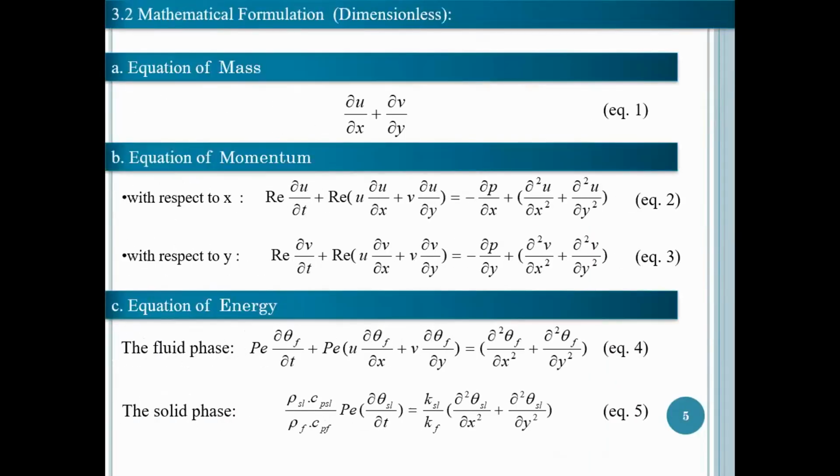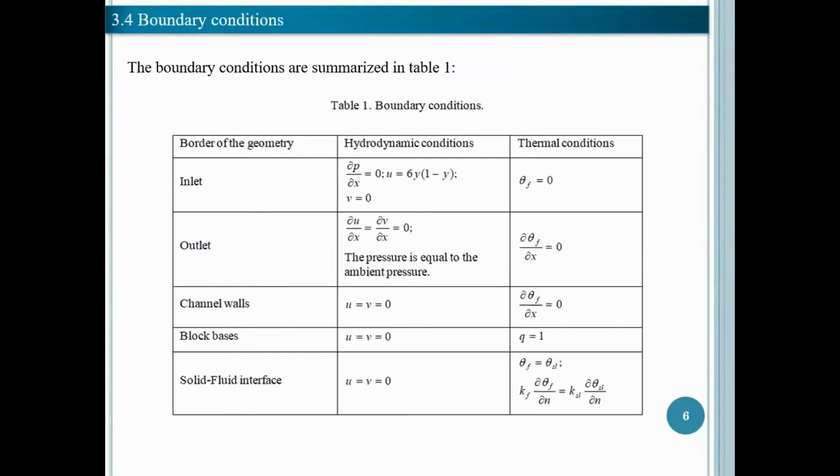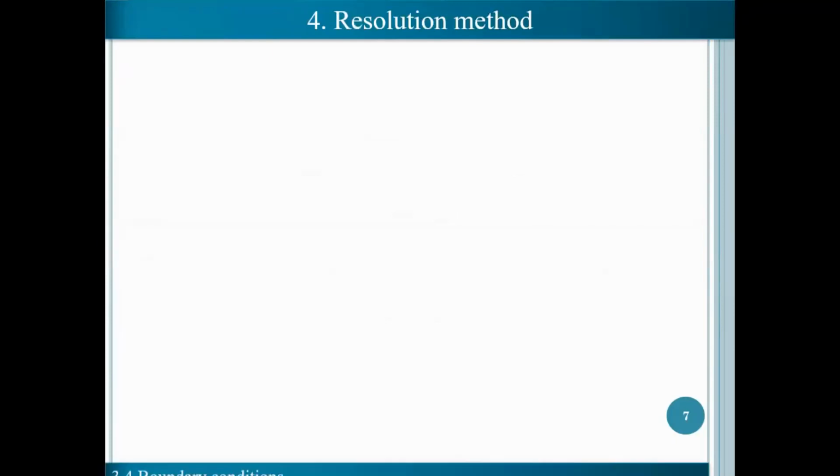As a consequence, the mathematical equations of the physical model in non-dimensional form can be written as follows: the equation of mass, the equations of momentum in both directions x and y, and finally the equations of energy for the fluid and solid phase. The partial differential equations developed previously require boundary conditions to be solved. So these conditions are detailed in the following table.